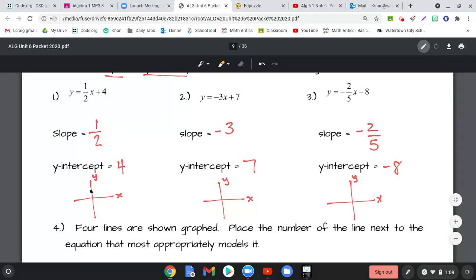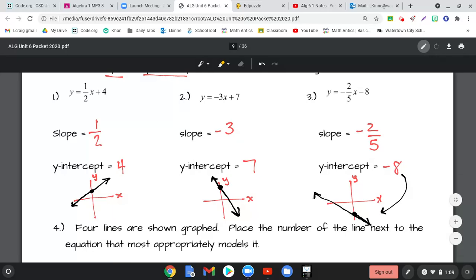So we'll say 4 is about here. And since your slope's positive 1/2, it would show an increase. Okay, on the next one, your y-intercept's 7, so that'd be somewhere up here. And it's a negative slope, so it's going to show a decrease. And then for this one, your y-intercept's -8, so that's going to be down below. And since your slope is negative, it's going to be a decrease as well.